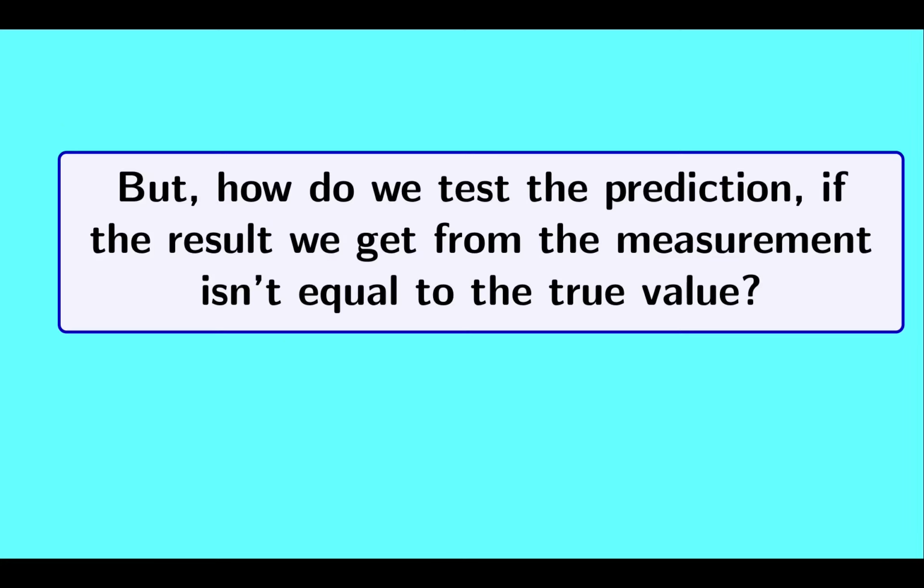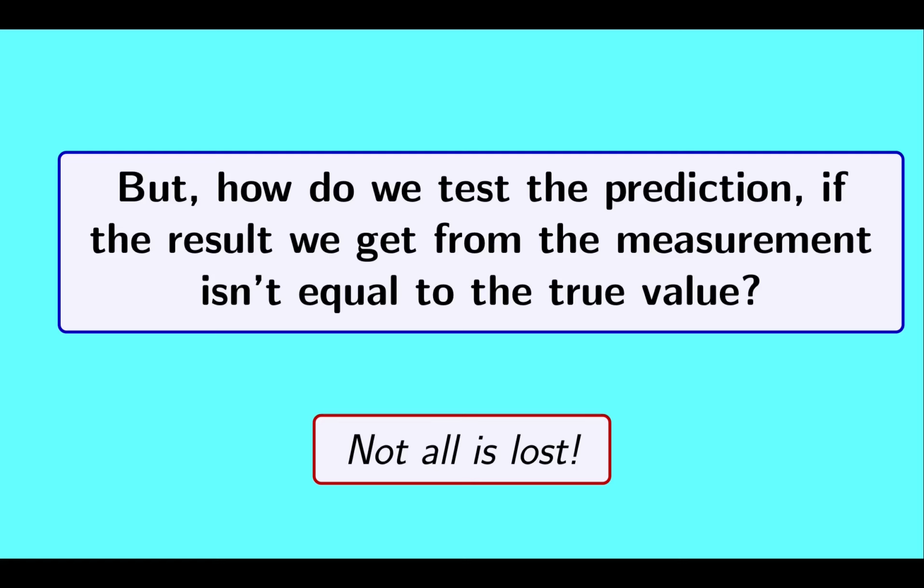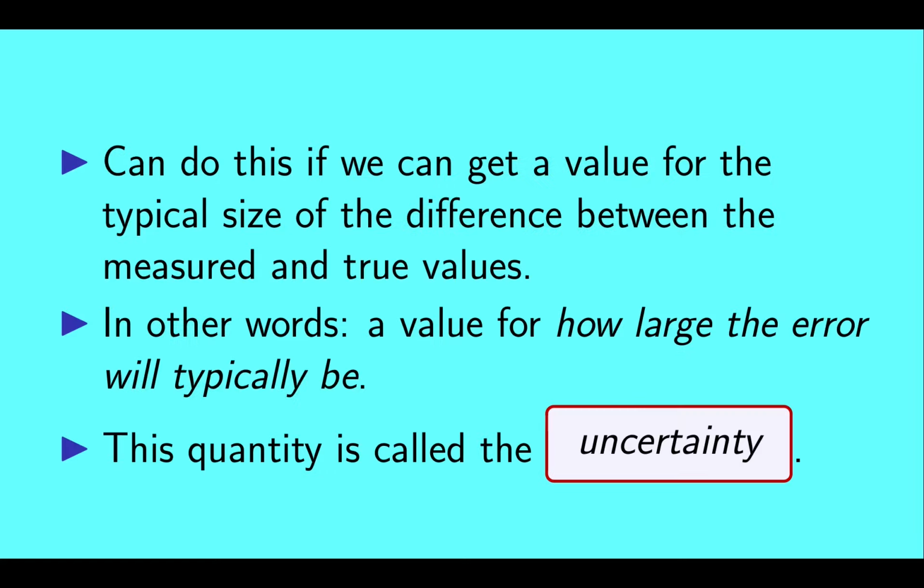But how do we test the model's prediction if the result we get from the measurement isn't equal to the true value? Don't worry, not all is lost. We can compare the measured value to the prediction if we can get a value for the typical size of the difference between the measured and true values. In other words, we need a value for how large the error will typically be. This quantity is called the uncertainty.